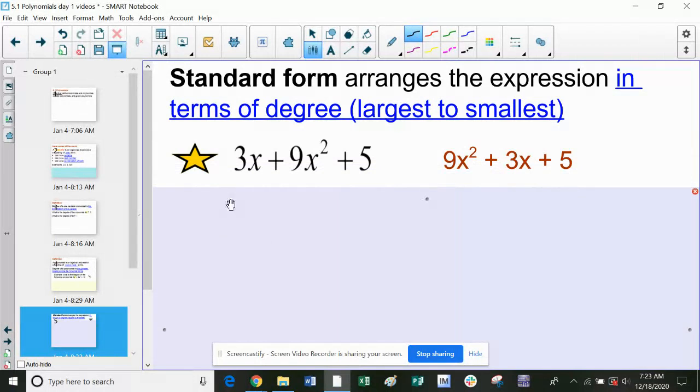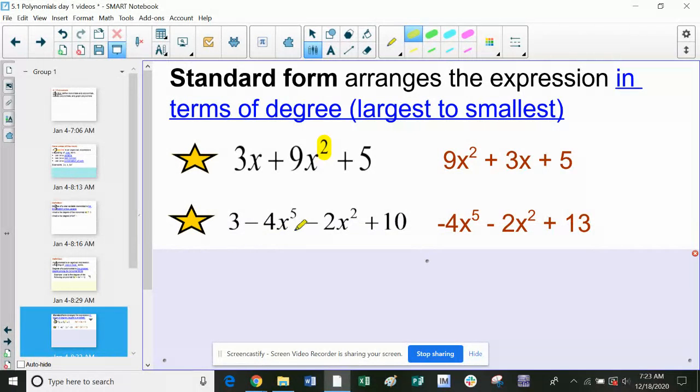So for example, I have 3x plus 9x squared plus 5, not in standard form. My biggest exponent here is a 2. So this term will come first. So 9x squared. Then a 3x because it has an exponent of 1, and 5 has no exponent.